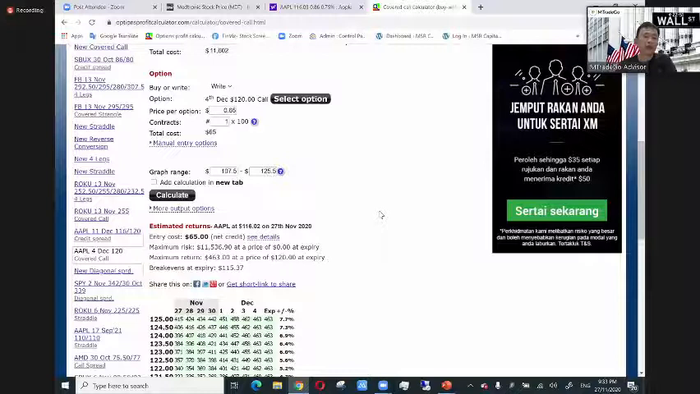So with a covered call, as long as the stock goes up or stays stagnant, you will make money. Even if it drops, you will still make money as long as it doesn't drop more than your premium. If it drops more than your premium, you have to wait, or use dollar cost averaging. I've taught everything to you guys already. This is the most powerful one.